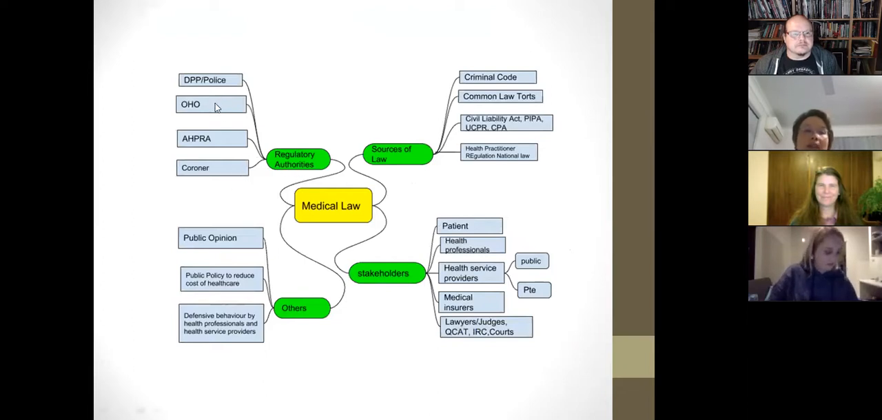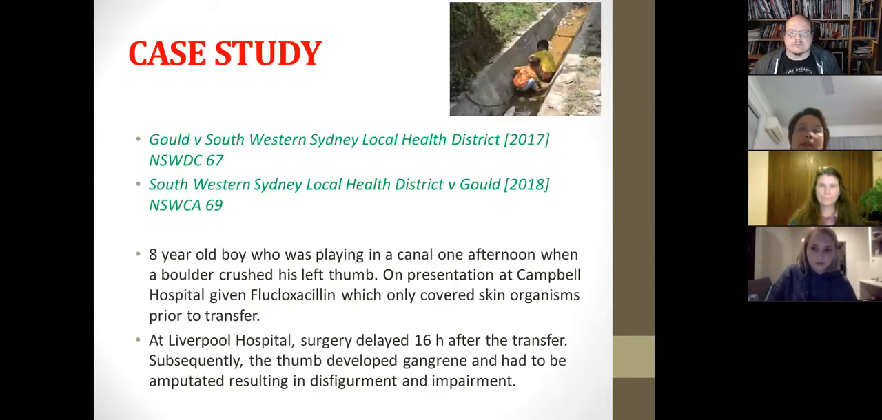Most of the time, as you can see, this is the complaint section and the criminal section. Then these are the stakeholders here, and these are the legislation that intersects with the case, with the performance.